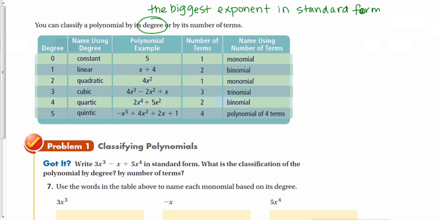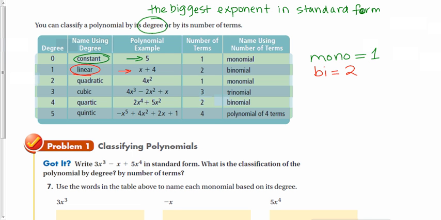Okay, so if the degree is 0, that means we don't have any x's. An example of this is 5. That's called a constant function. Our function here has one term, which makes it a monomial. Mono is a prefix for 1. The second thing is a degree 1. A degree 1 is a linear function. An example of that is x plus 4. That example has 2 terms in it, which makes it a binomial. The prefix bi means 2.